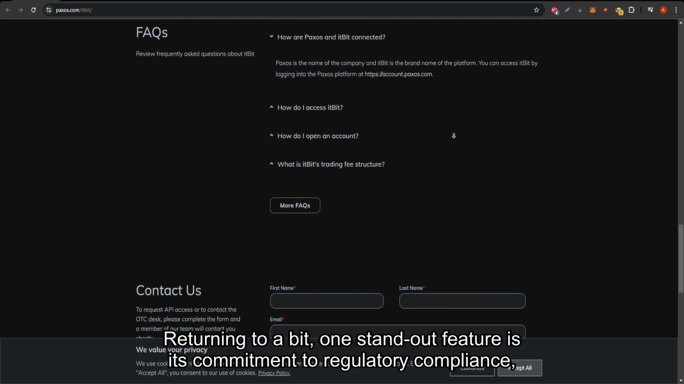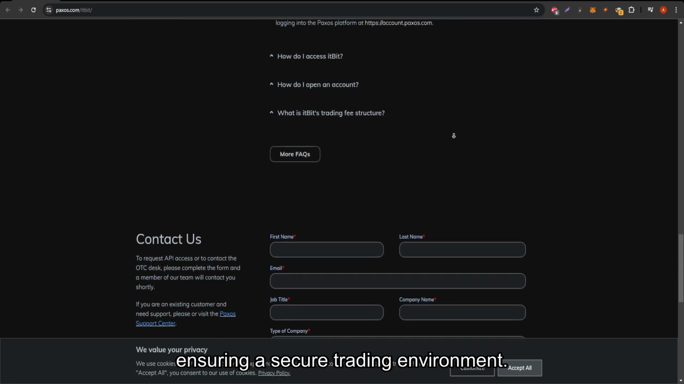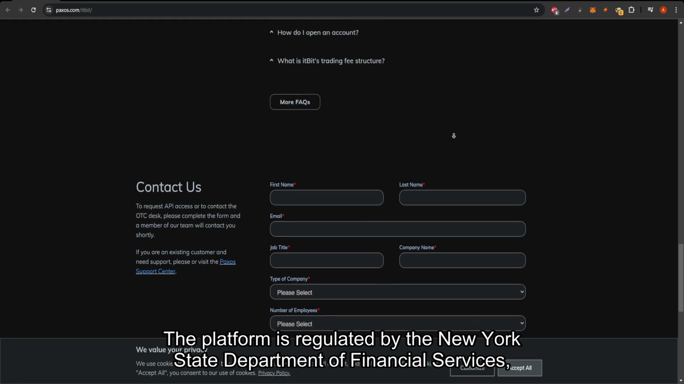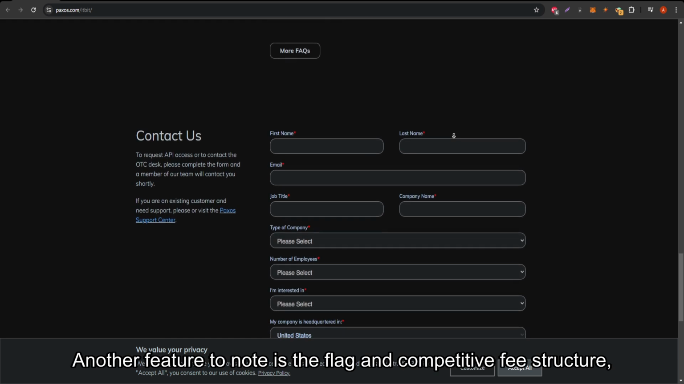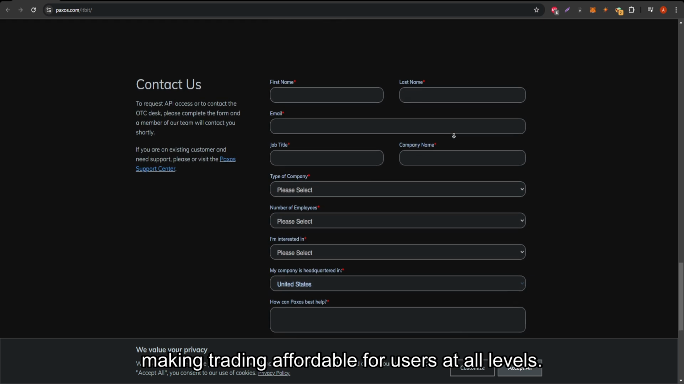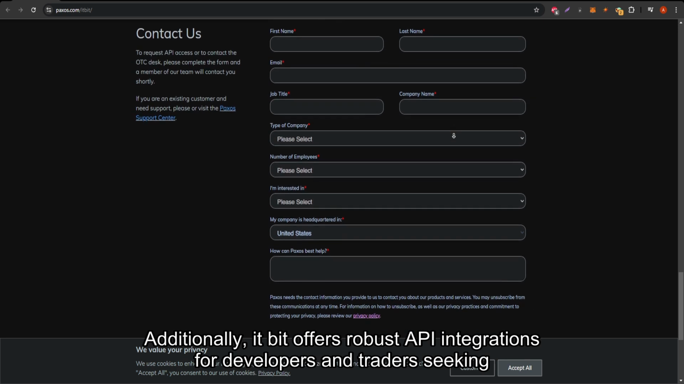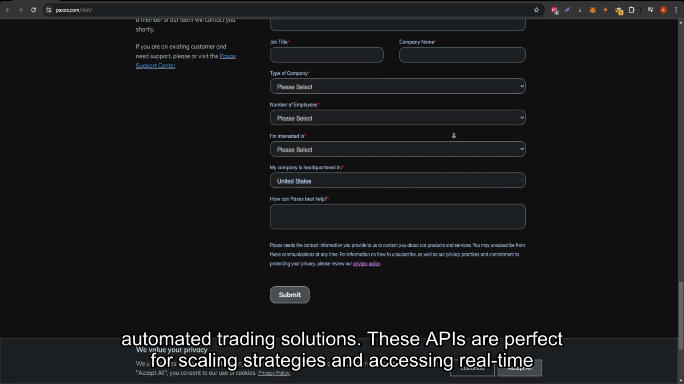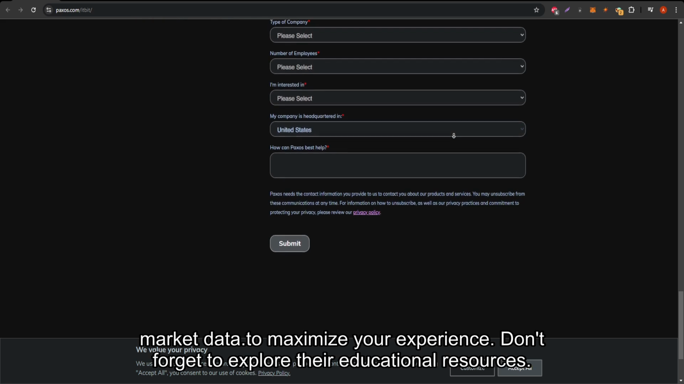Returning to itBit, one standout feature is its commitment to regulatory compliance, ensuring a secure trading environment. The platform is regulated by the New York State Department of Financial Services, providing peace of mind to its users. Another feature to note is the flat and competitive fee structure, making trading affordable for users at all levels. Additionally, itBit offers robust API integrations for developers and traders seeking automated trading solutions. These APIs are perfect for scaling strategies and accessing real-time market data to maximize your experience.